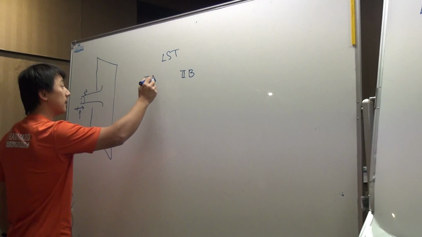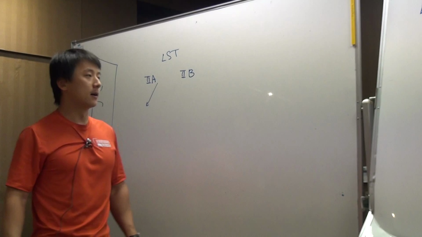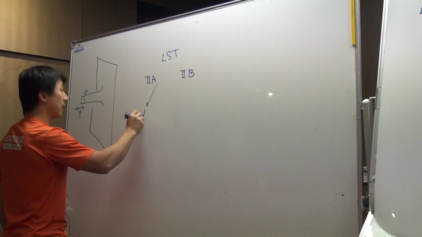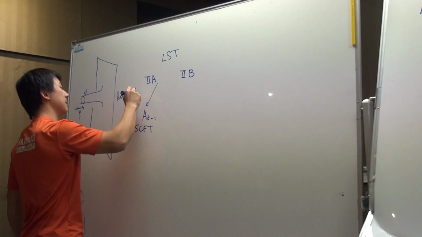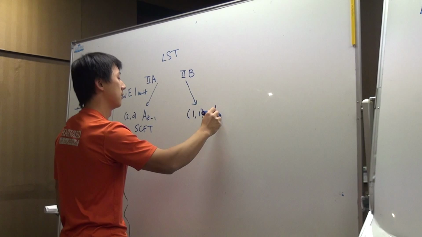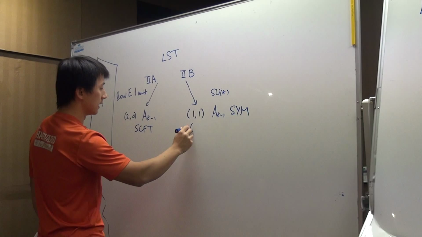In type 2A theory at low energy, this is going to become the same as the theory on k NS5 branes, which will be the (2,0) A_{k-1} superconformal theory in 6 dimensions. Whereas in type 2B, in the low energy limit, the degrees of freedom will be described by the (1,1) A_{k-1} super Yang-Mills theory. In this case, A_{k-1} is just the gauge group SU(k). This super Yang-Mills theory is IR free.